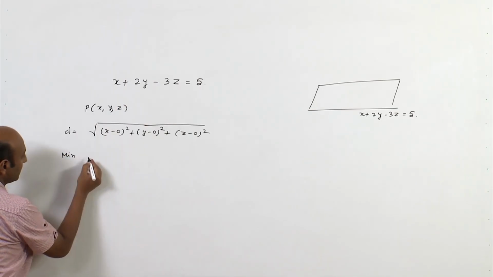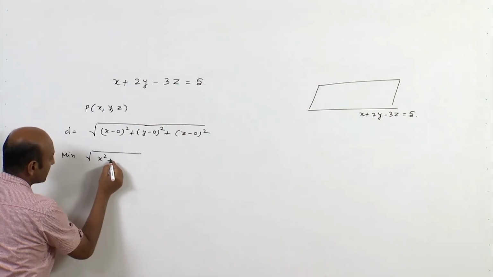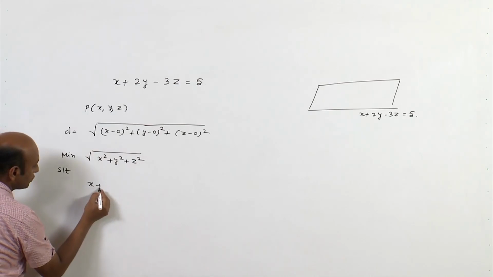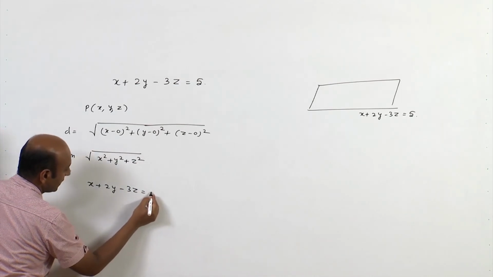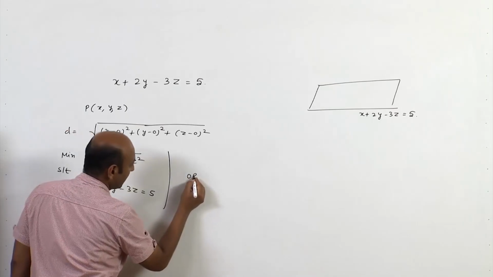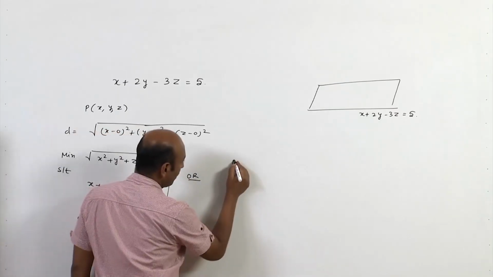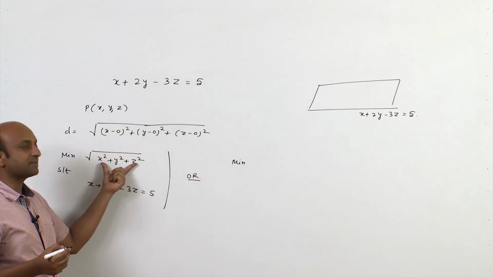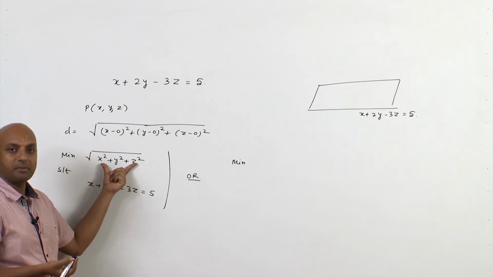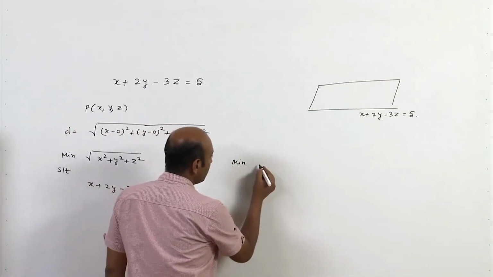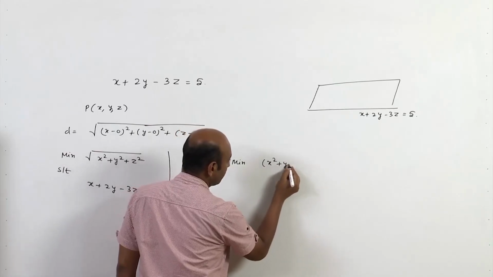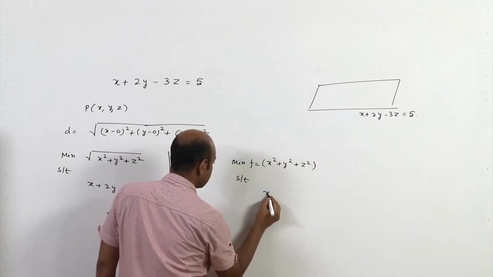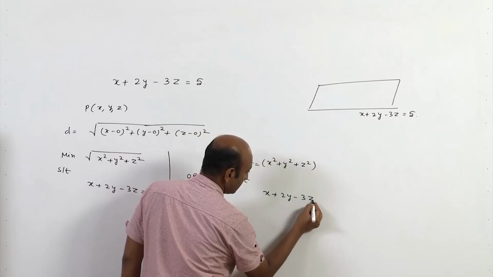The problem is minimizing this objective, square root of x square plus y square plus z square, subject to x plus 2y minus 3z equals 5. Or this problem can be rewritten as finding the minimum of the inside expression; finding the minimum of the square root or of the inside expression are one and the same thing, the problems are equivalent. So, we can say that finding the minimum of x square plus y square plus z square subject to x plus 2y minus 3z equals 5.